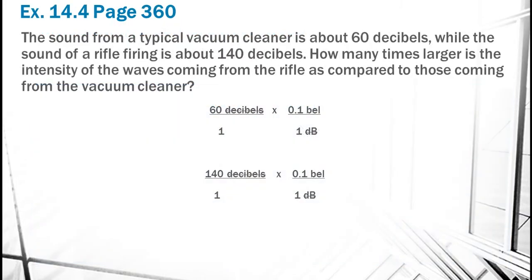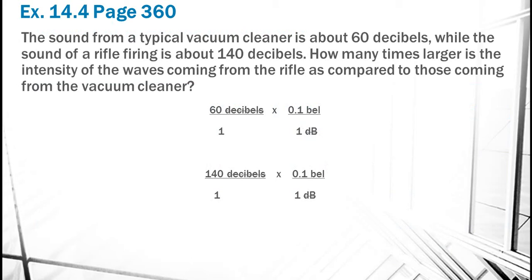Okay, we do have a little math here. So do those math practice problems in there. You'll probably have something like this on your quiz. So here we go. The sound from a typical vacuum cleaner is about 60 decibels, while the sound of a rifle firing is about 140 decibels. Okay, this gets a little complicated in my mind because we're going to be trying to compare the two. How many times larger is the intensity of the waves coming from the rifle as compared to those coming from the vacuum cleaner?